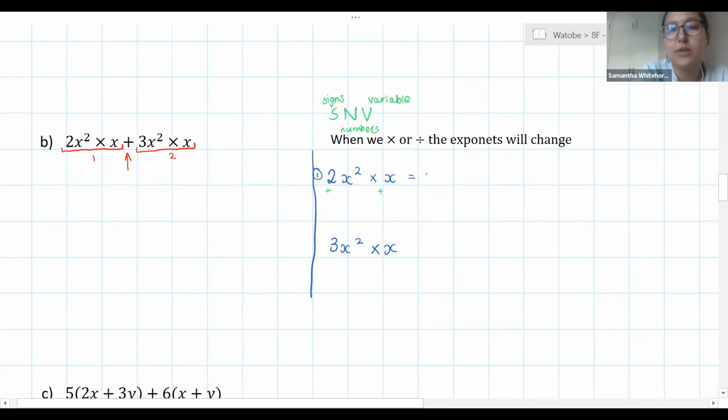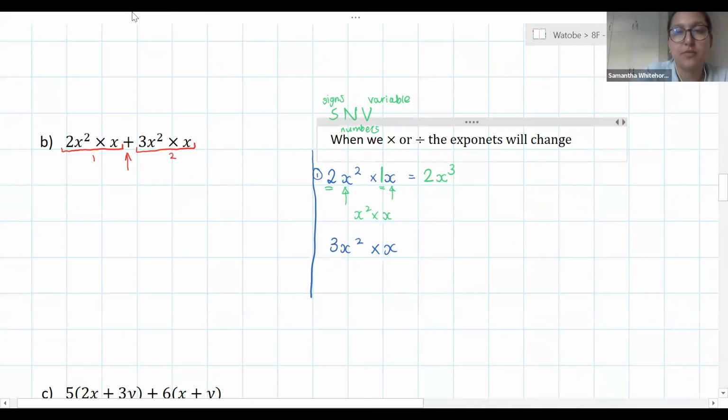Next thing I'm going to deal with are the numbers. My numbers here are 2 times, and we know that there is a coefficient of 1 here. We just don't write it in. So I've got 2 times 1, and we know that 2 times 1 is just 2. And then finally, I'm going to deal with my variables. Here, my variables are x squared times x. Because we know our exponent laws, when we say x squared times x, I add the exponents, and so I get x cubed.